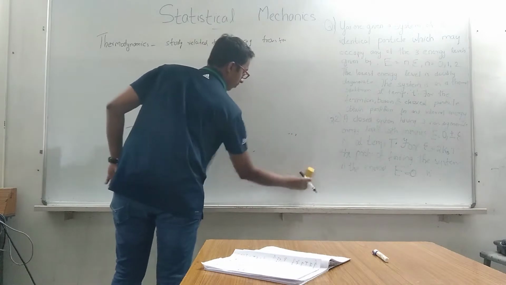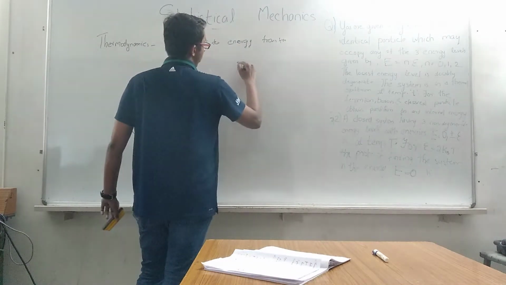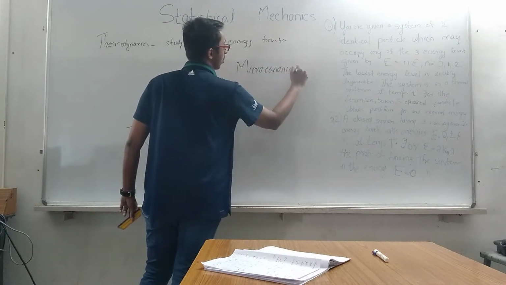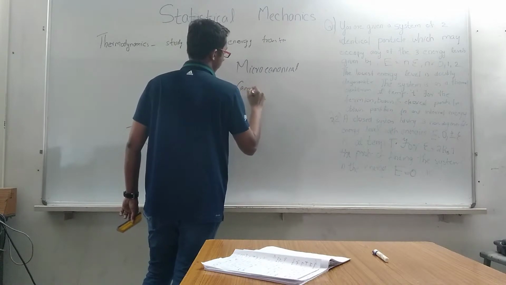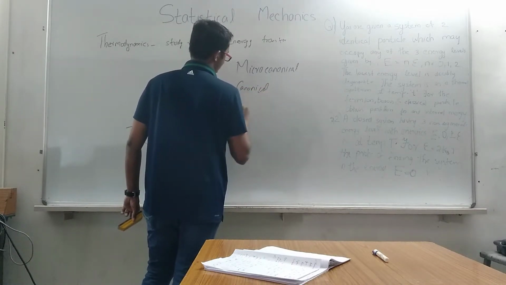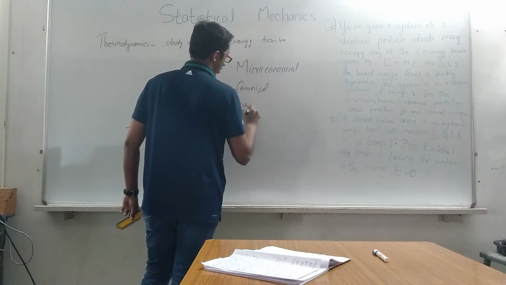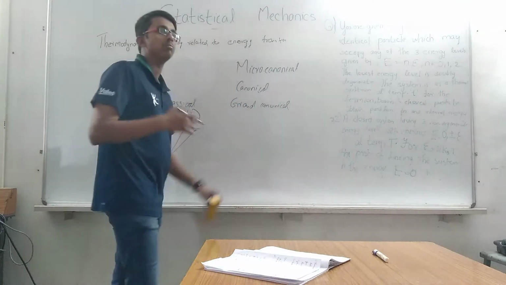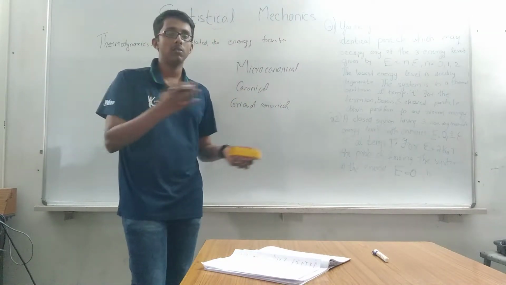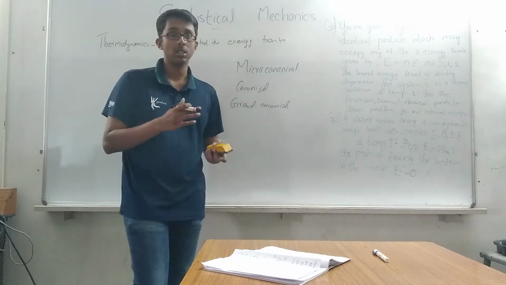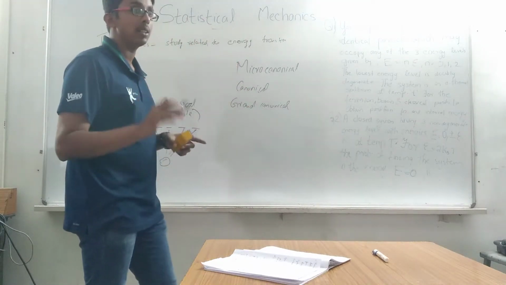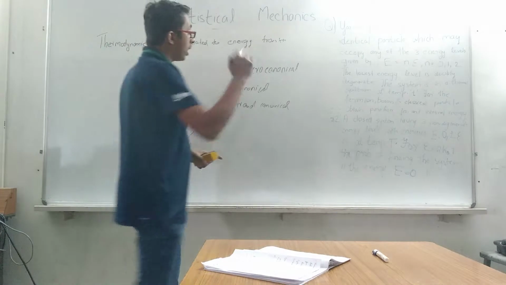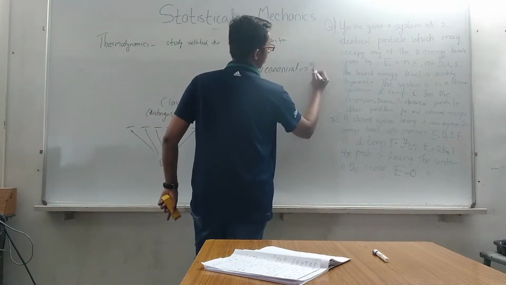That is, microcanonical, canonical, and grand canonical. So how are they similar to thermodynamics? In what way do they have thermodynamic factors? In the microcanonical system, we are considering the ensembles which are isolated, which do not transfer any matter or energy to the surroundings. So we can consider this as an isolated system.